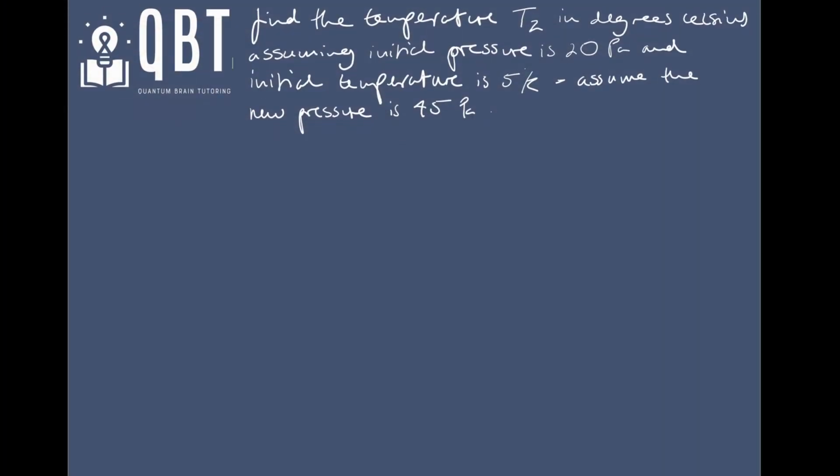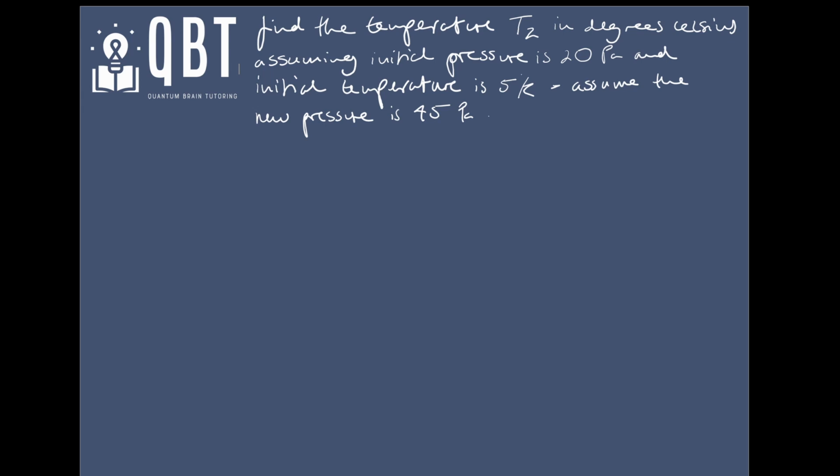Okay, so let's discuss our knowledge of the pressure-temperature law to figure out this question. So the question is, find the temperature T2 in degrees Celsius, assuming initial pressure is 20 pascals and initial temperature is 5 Kelvin. Assume the new pressure is 45 pascals. Okay, great. Right, well, we know that we need our temperature to be in Kelvin. Okay, it's asking us to find our new temperature in degrees Celsius. We'll get to that later.